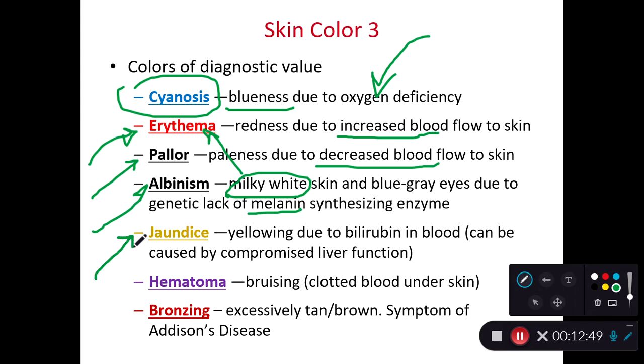Another skin color is yellow, and when your skin starts to turn yellowish, that's referred to as jaundice. That's typically due to excessive amounts of bilirubin in the blood, and it's usually in adults. That's going to indicate that the liver is not functioning correctly. So it's oftentimes going to be associated with hepatitis or alcoholism in adults.